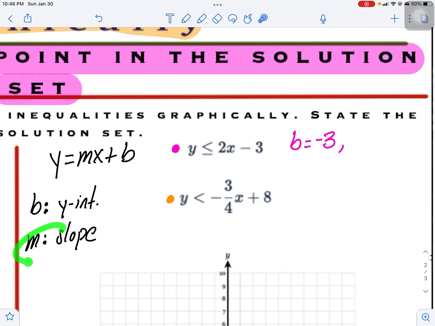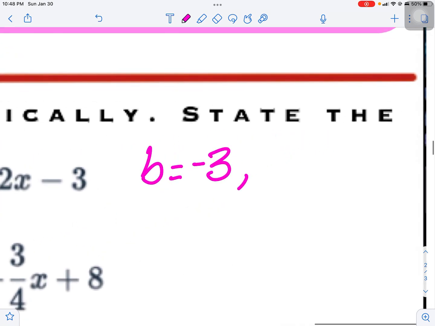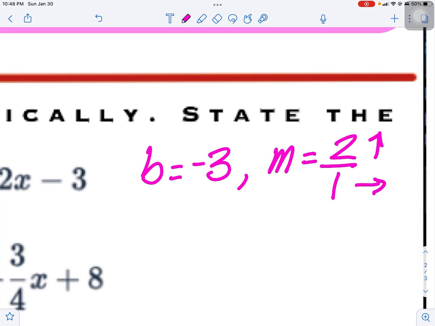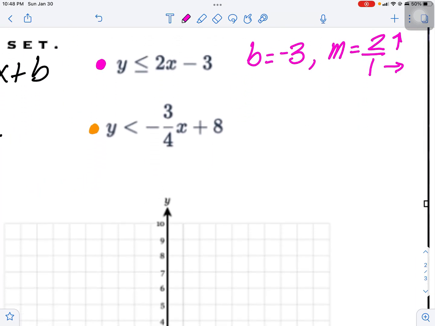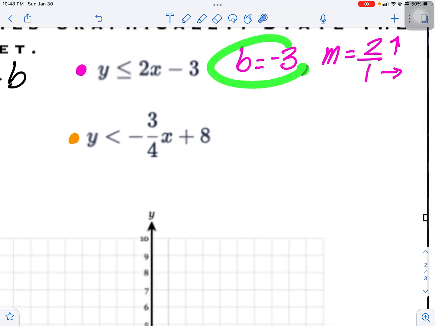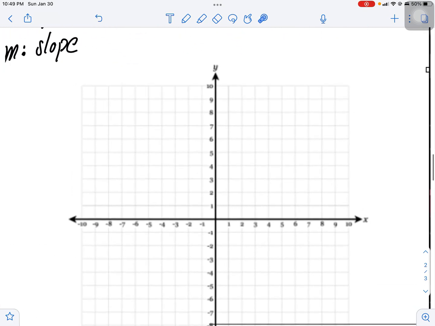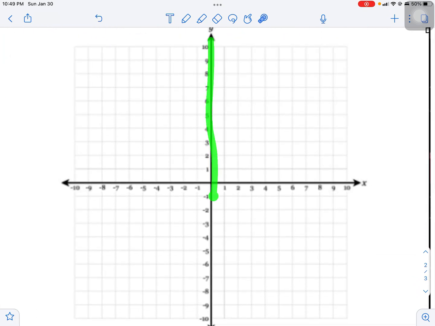What is our m? Our slope. Our slope in this equation is right before x, which is 2. M is equal to 2, but we want it to be a fraction because we want to know the slope. So 2/1. That means we're going to go up 2 on our graph and to the right 1. Up 2 and to the right 1. Okay. So let us graph. Our y-intercept is b equals -3. So on our y-axis, let us find -3, which is right here.